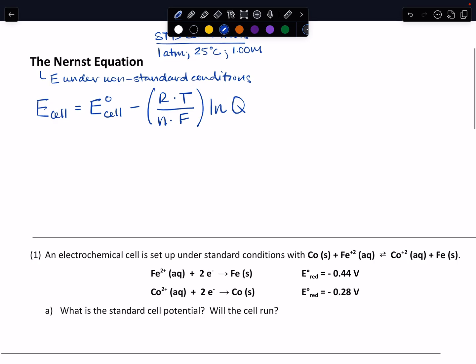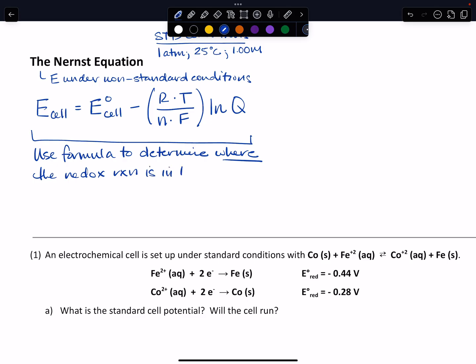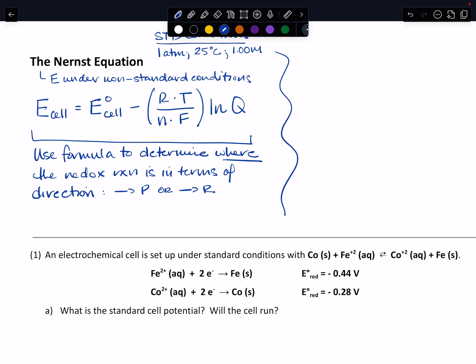So we can use this formula to determine where the redox reaction is in terms of direction, in other words, moving towards products or moving towards reactants. Remember that Q value compared to K_eq tells you which direction things are moving. So what do we do with that?